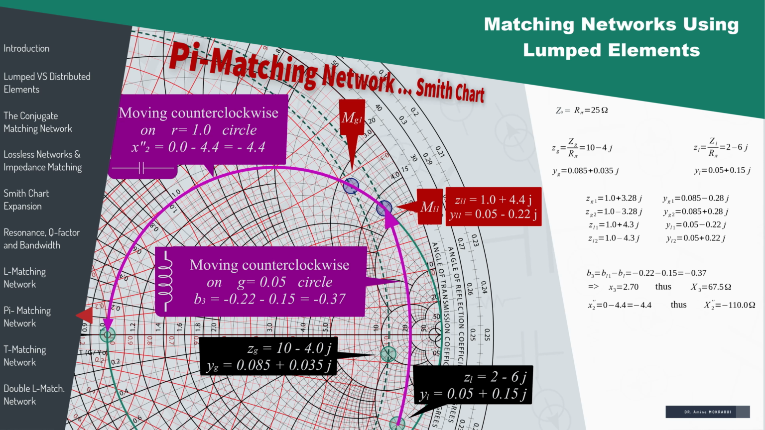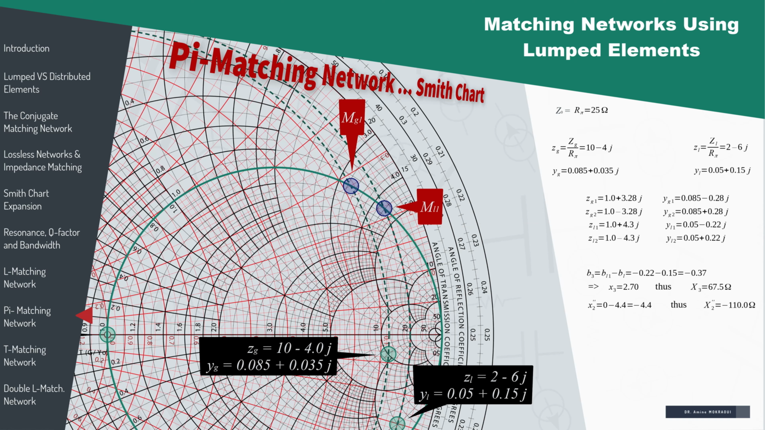B3 equals BL1 minus BL, which is equal to minus 0.37. Thus, X3 equals 2.70, and thus, uppercase X3 equals 67.5 ohm. X2 equals 0 minus 4.4, which is equal to minus 4.4. Thus, uppercase X2 equals minus 110 ohm.